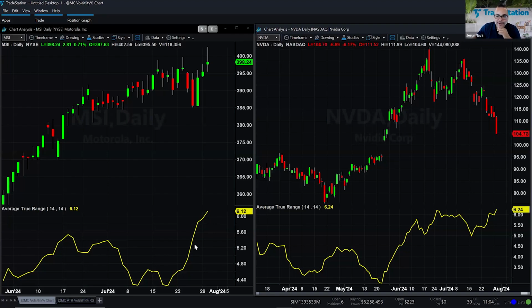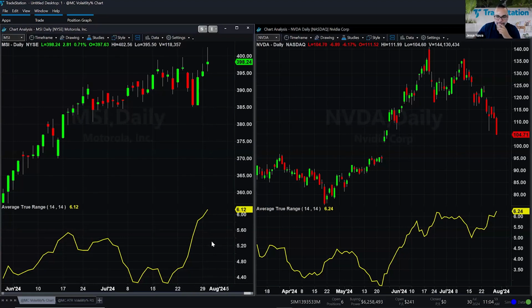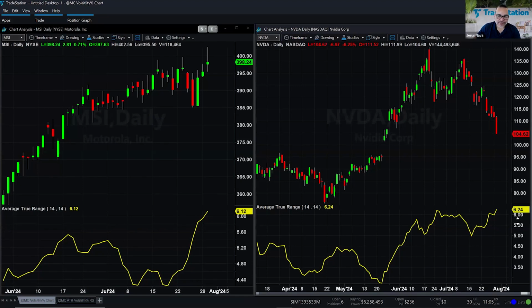If you look at the ATR measurement right here at the bottom, we can see that Motorola is about $6.12. And NVIDIA is about the same, $6.24. There's only like a 12 cents difference, but let's suppose that they're pretty much similar in terms of how far these securities are moving up and down. It's just an average of the last 14 bars.